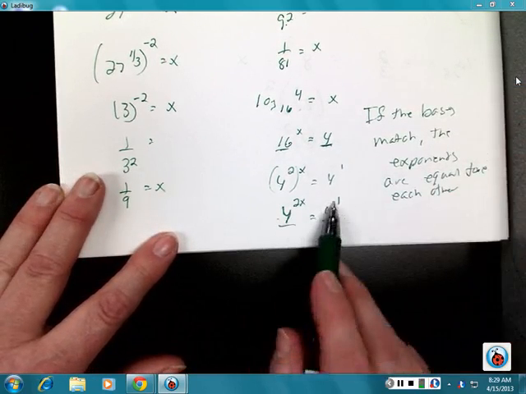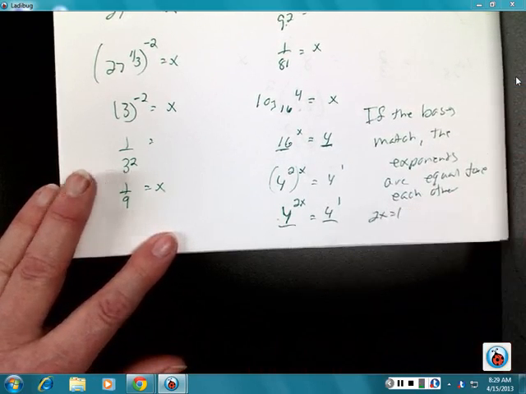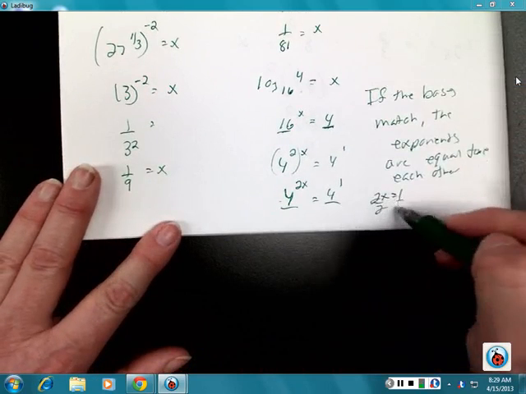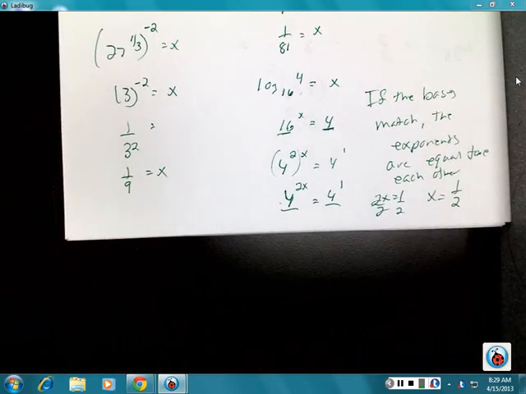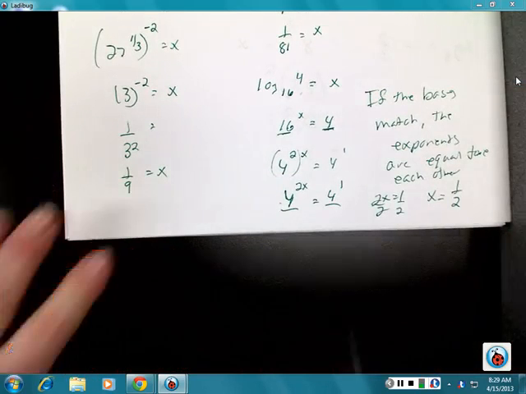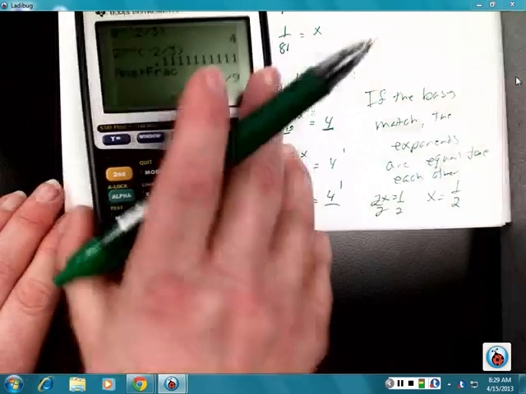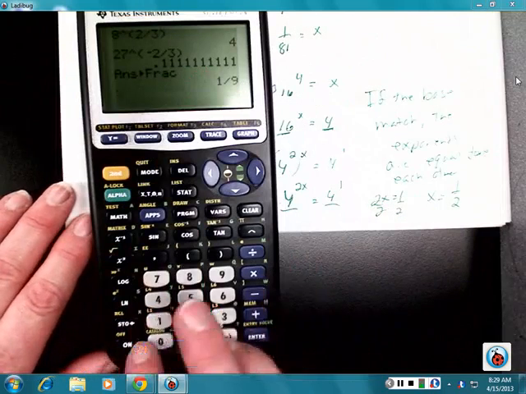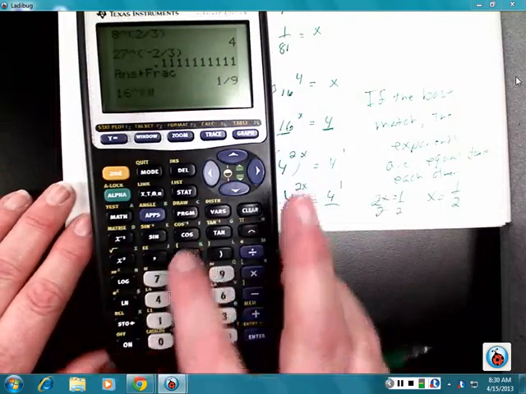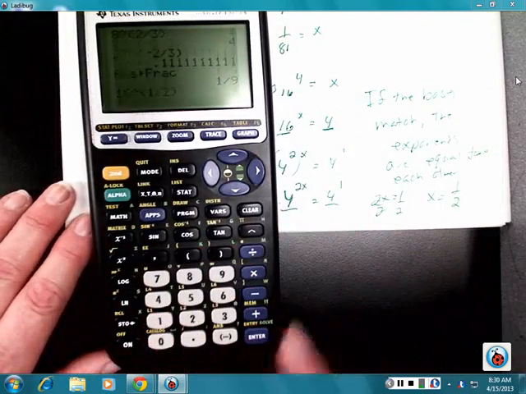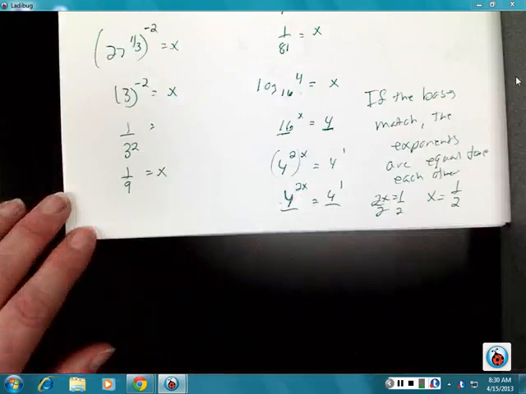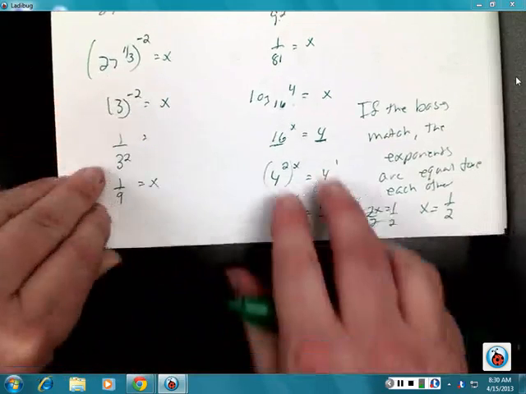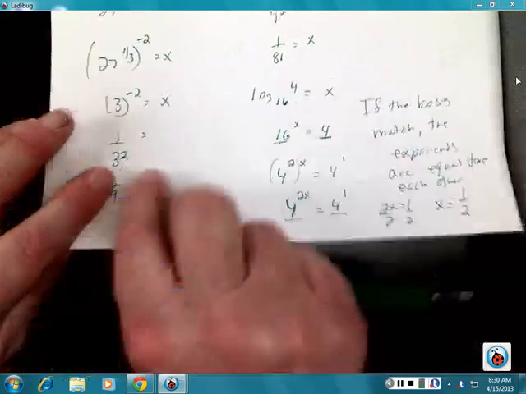So 2x is equal to 1, and then what I can do is solve it by dividing both sides by 2 and finding out that x is really equal to 1/2. And does it work? 16 to the 1/2 power. If I want to check it on my calculator, 16 caret parenthesis 1 divided by 2 parenthesis, and notice I ended up getting back to 4. And so you can check them that way if you want to know whether you got your correct answer or not. So it's this reversing of the logs and putting it back into the correct format.